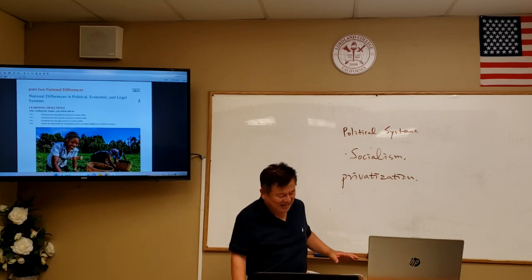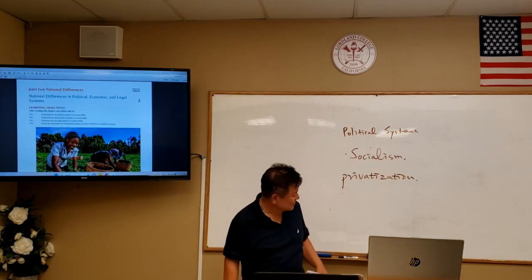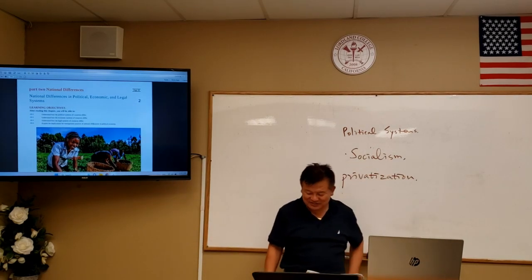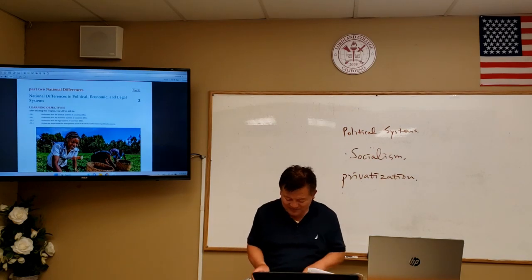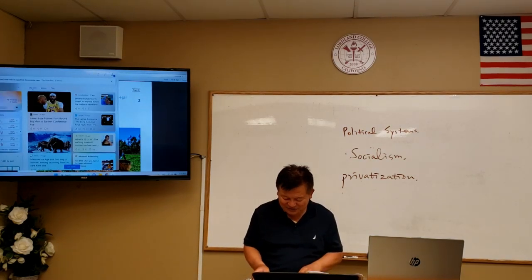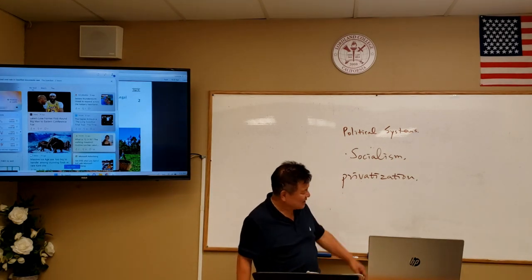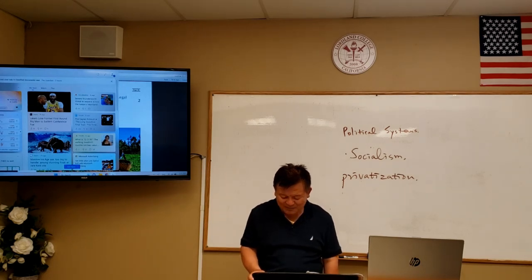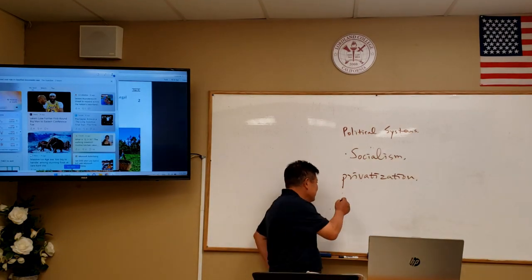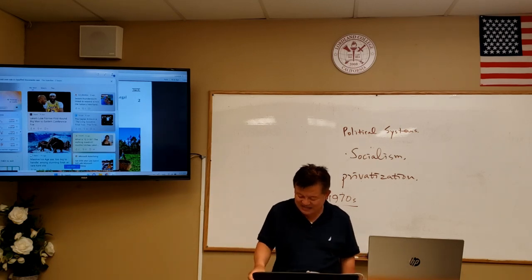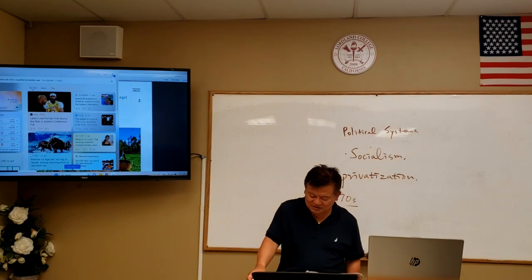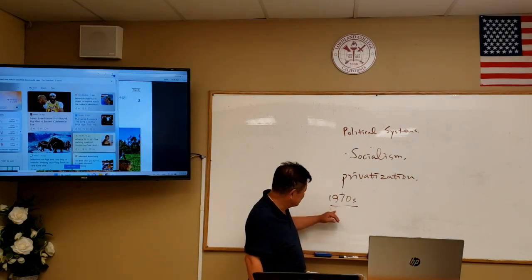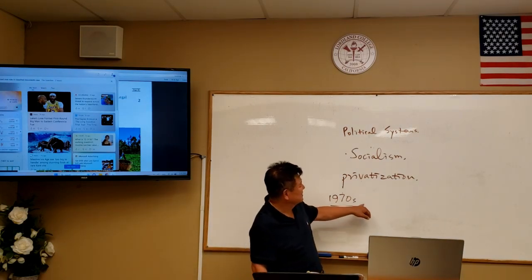So many states owned the enterprises, but they failed, because the communist and social democratic models failed to succeed. So they implemented privatization programs. The communist system reached its high point in the late 1970s, when the majority of the world's population lived in communist states. At this time, most people in the world lived under communism.